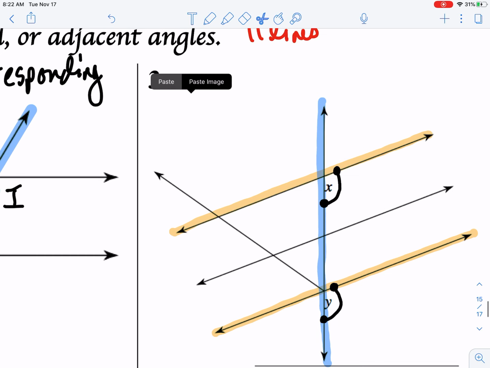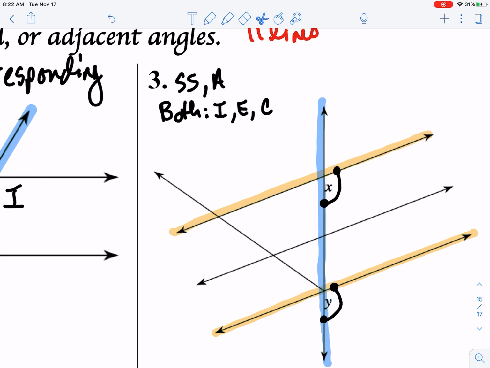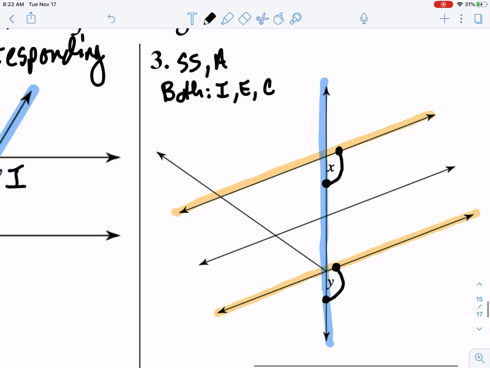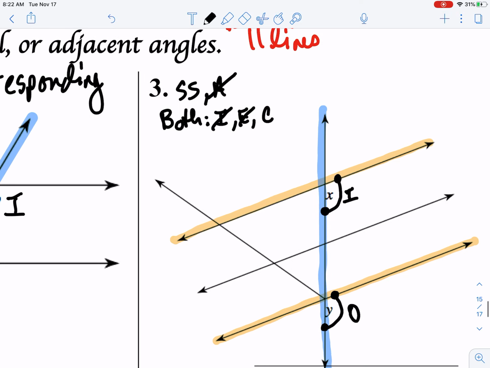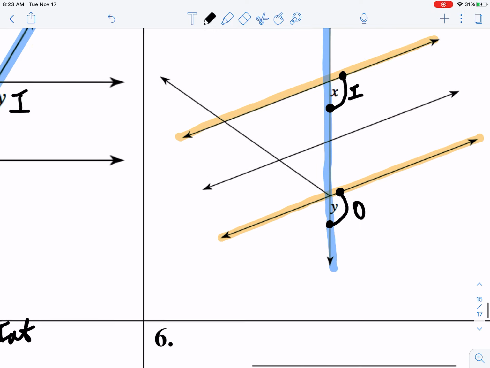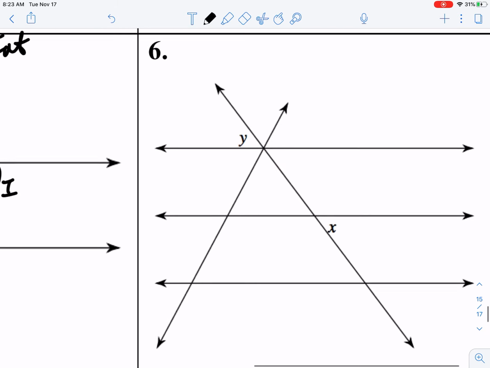And from here, I just answer these questions again. So X and Y are both on the same side, so they're not alternate. X is inside the orange lines. Y is outside, so these are not both inside or interior exterior, so therefore they are corresponding. All right.